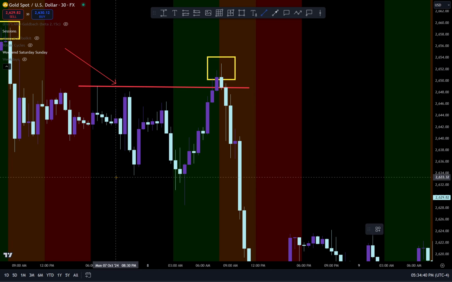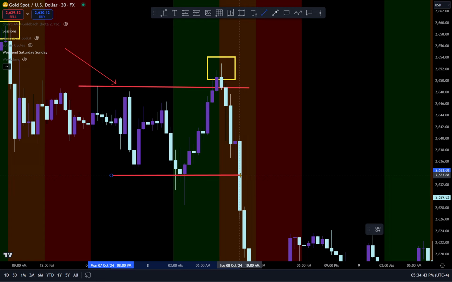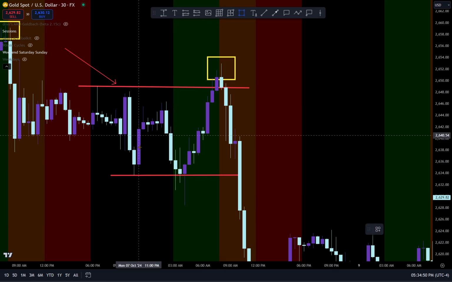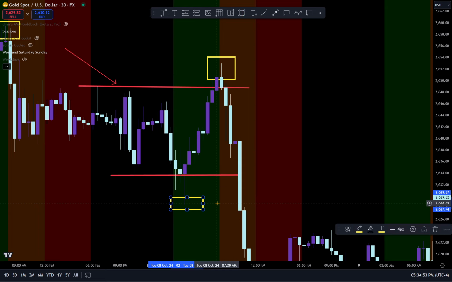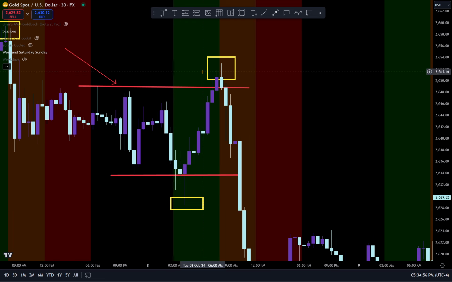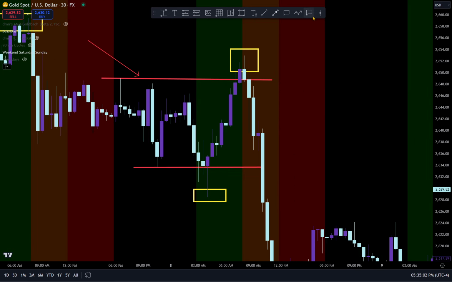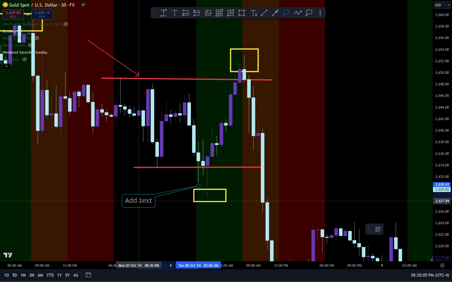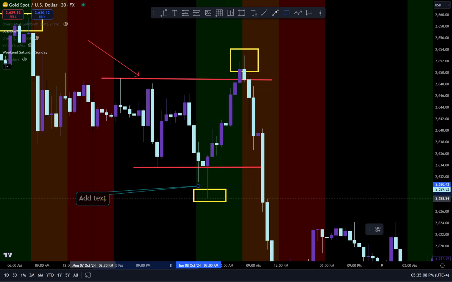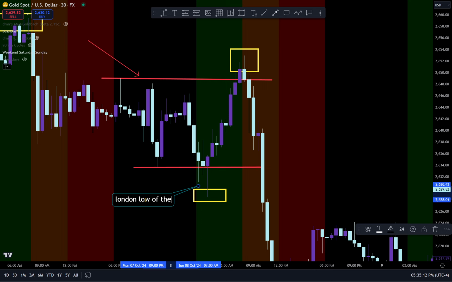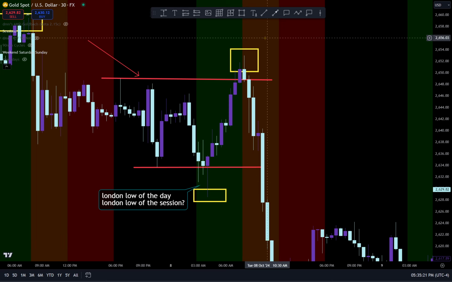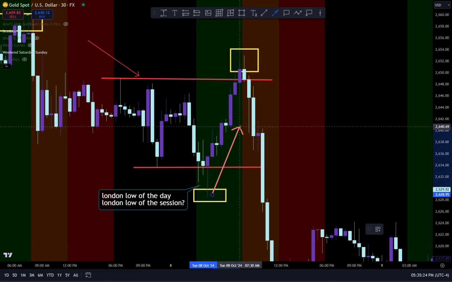And it's all situational. And I'm so glad that someone else was starting to understand this, where we do talk very often about how Asia rarely survives. And we also talk about London being low of the day or high of the day a lot of times. Now, you have conflicting information depending on what you're doing. So is this a London low of the day? Or is it a London low of the session? And you can clearly see by hindsight, this was the low of the session, of course.